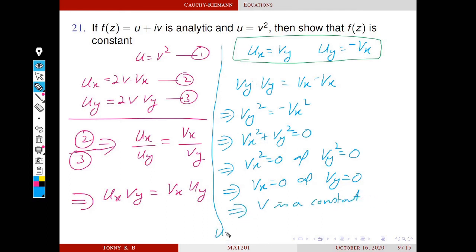But given that u equal to v square, this implies what? Already v is a constant, so v square is also a constant. So u is also a constant, right? Now u and v are constants. So f is a constant.